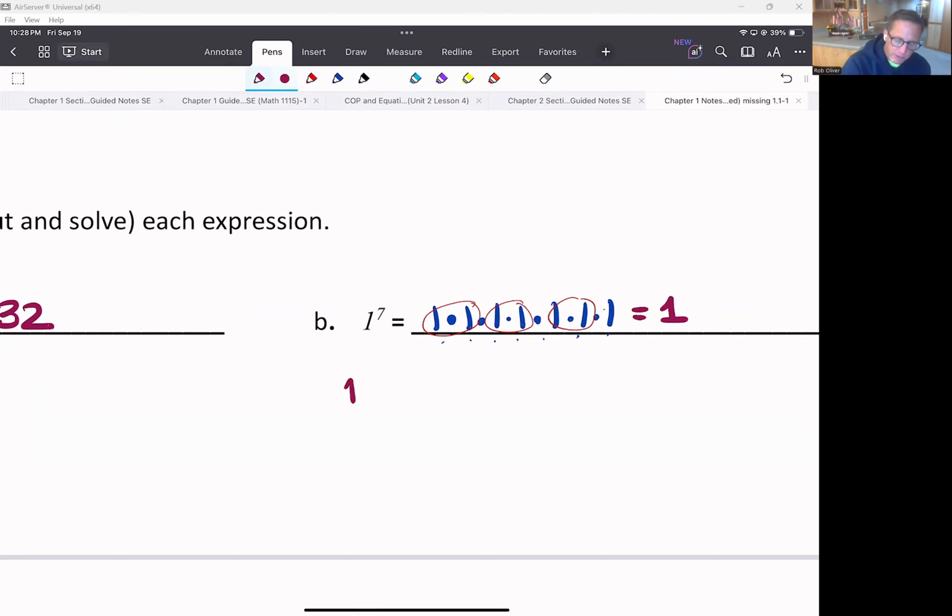All right. So anytime you have a base of 1 and any power, it could be to the 93rd power, guess what that is? It's still 1.